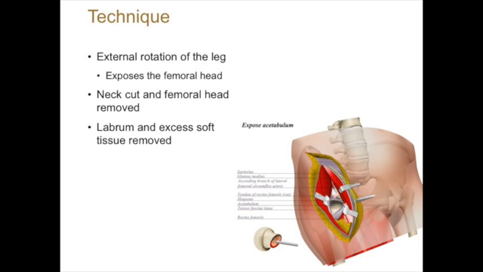So after we get exposure, then we make our femoral head neck cut, again from preoperative templating, and we also use x-ray in the operating room to make sure that neck cut is exactly where we want it to be, because we want to restore a patient's natural hip center the best we can, restore the offset the best we can, and the normal biomechanics of the hip the best we can. So after that femoral head is removed, then the excess soft tissue, like the labrum and the other soft tissue structures, are removed from inside the hip joint.